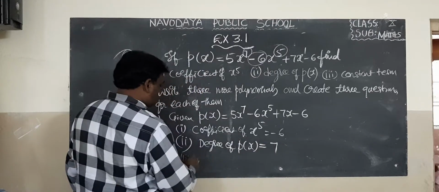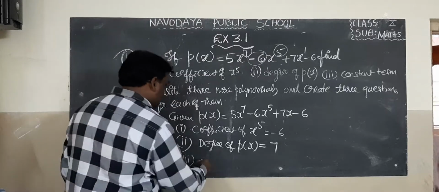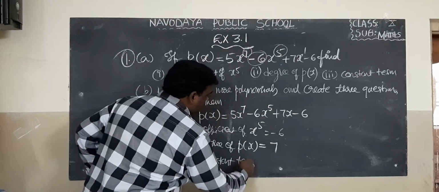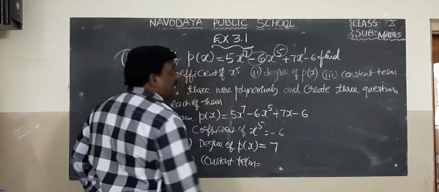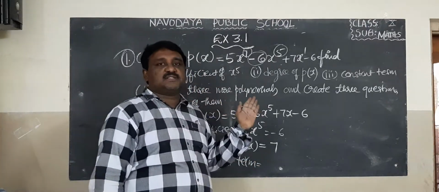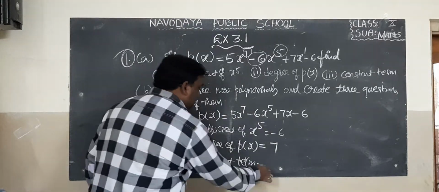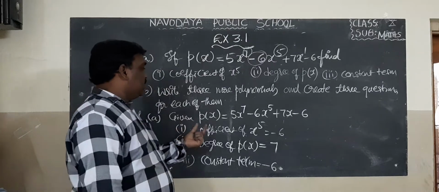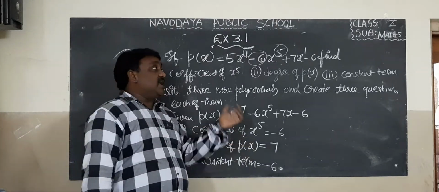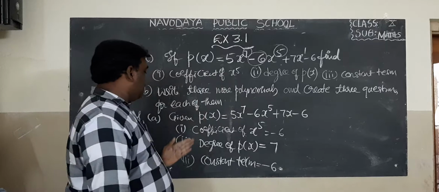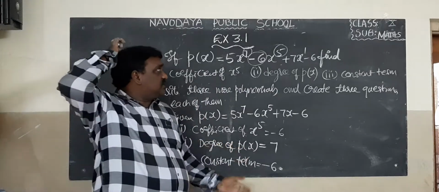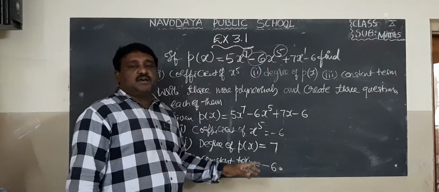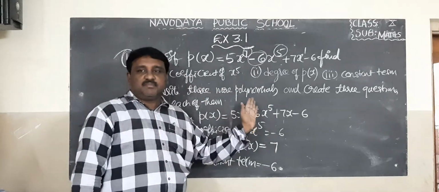Third one. Third one is what? Constant term. Constant term means last one is known as constant. What is the constant term? Minus 6. Last one is what? Minus 6. So, first question: coefficient of x power 5, x power 5 front number, minus 6. Degree of p of x, top highest number, 7. Third one, constant term, last one is known as constant, minus 6.